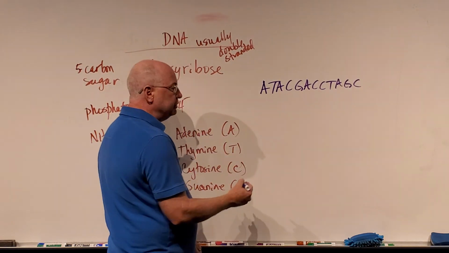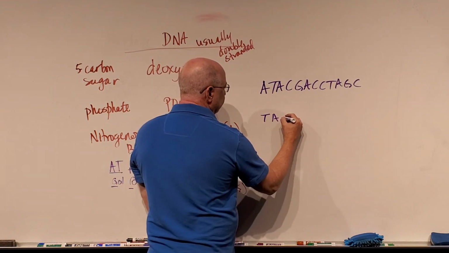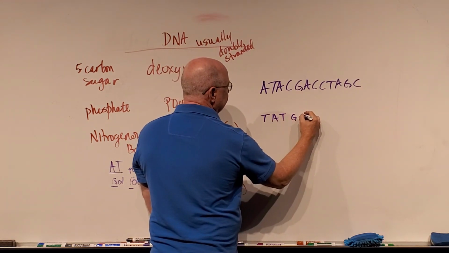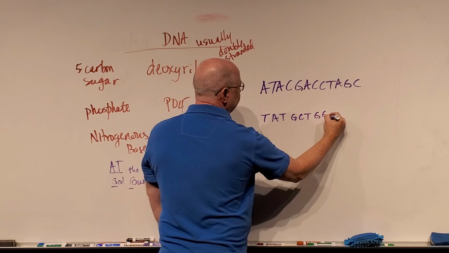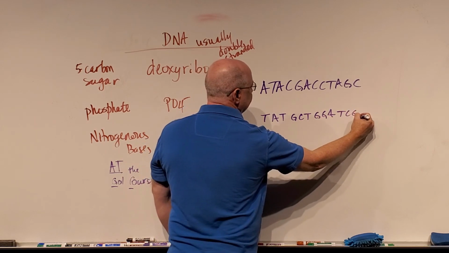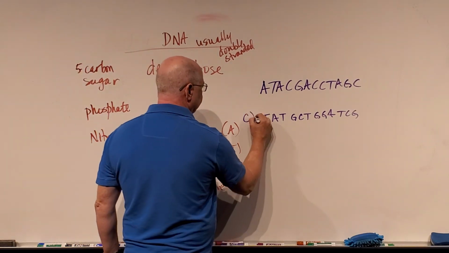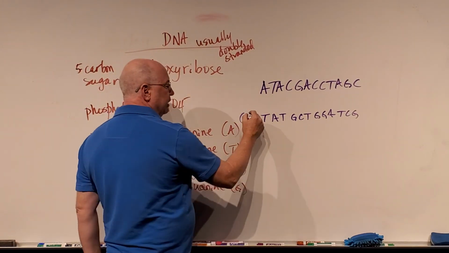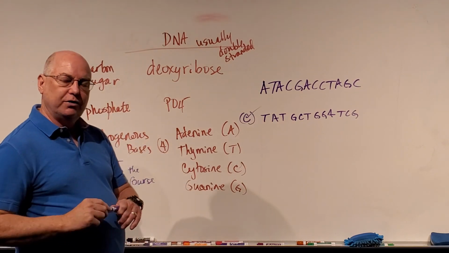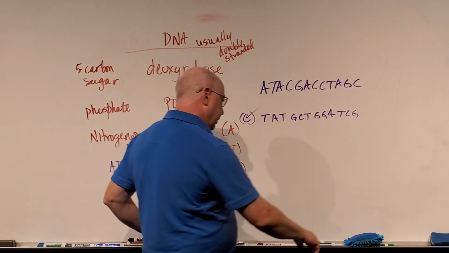You just use the base pairing rule, and your answer would be TAT, GCT, GGA, TCG. We use the base pairing rule. And you would look for answer choice C or whichever answer choice, and you would choose that one as having the correct complementary strand. Okay?